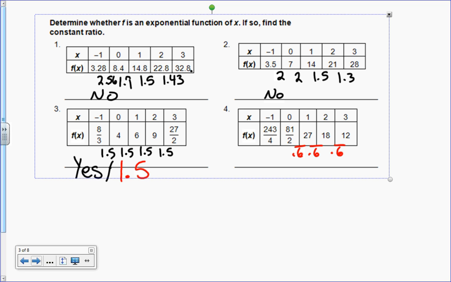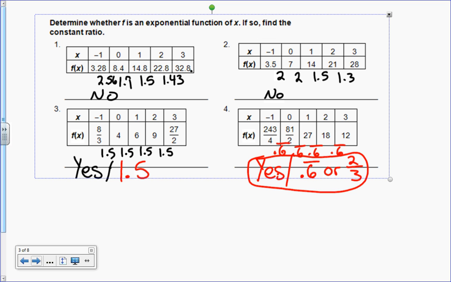If you want to convert that to a decimal, you can hit math, go down to DEC, hit enter again. And it's the same thing, 0.6 repeating. So this one is, again, yes. And the ratio is 0.6 repeating, or you could have written 2 over 3. Either one of those would work right there.